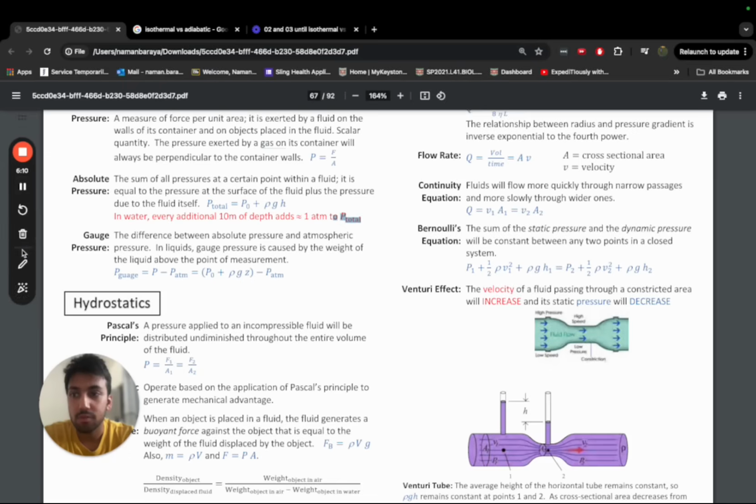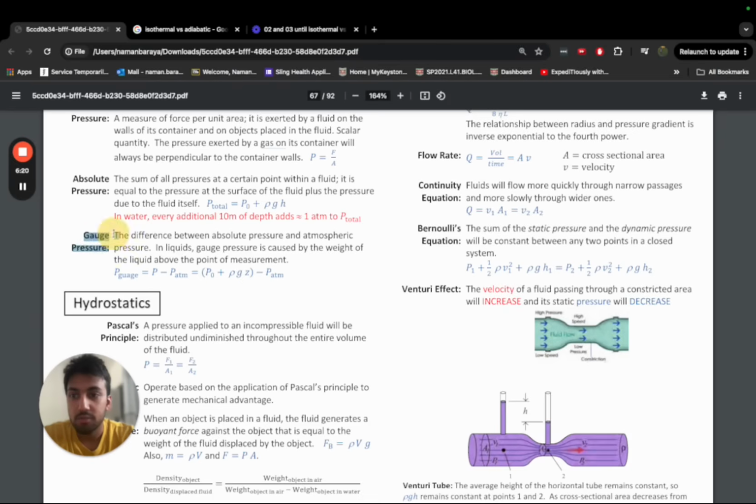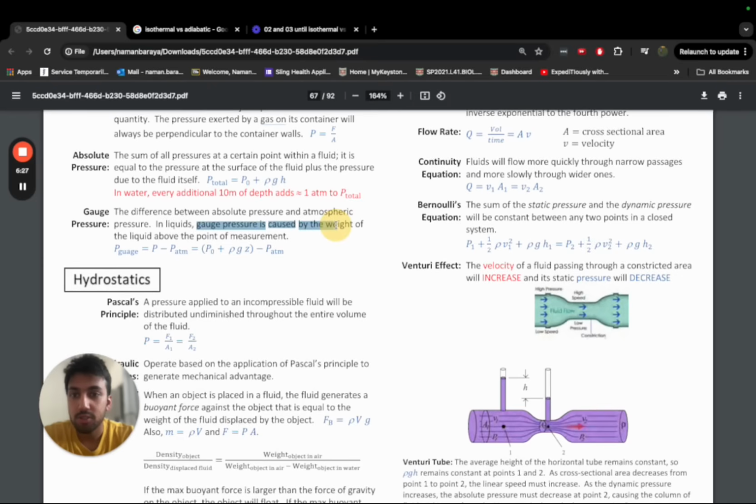And so the further down you go, you can imagine that there's more pressure being added because there's more liquid above you that's adding pressure. Okay, now we have gauge pressure, and gauge pressure is the difference between absolute pressure and the atmospheric pressure. So in liquids, the gauge pressure is caused by the weight of the liquid above the point of measurement. That's kind of what I just mentioned. So you can imagine taking the P total and then subtracting the P atmosphere. And that's kind of how you get the gauge pressure.